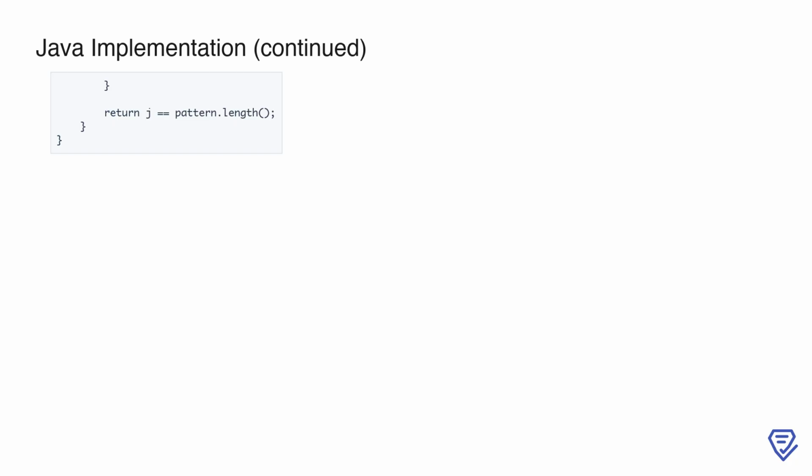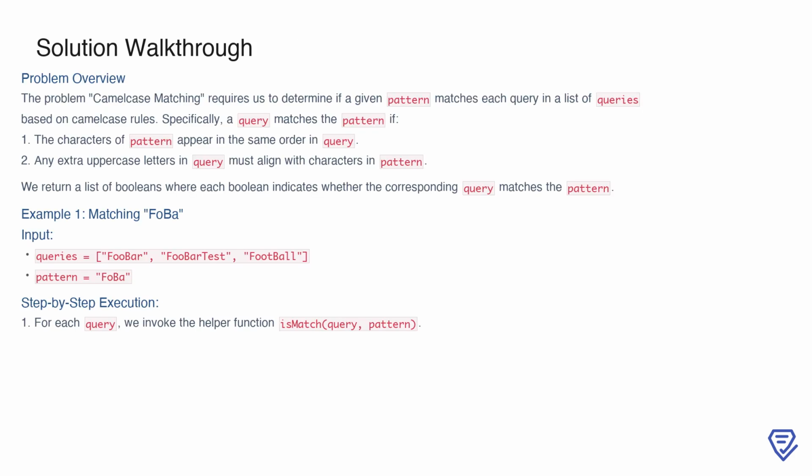In the camelcase matching problem, we are tasked with determining whether a given pattern matches each query in a list of queries according to camelcase rules. Specifically, for a query to match the pattern, the characters in the pattern must appear in the same order within the query. Additionally, any extra uppercase letters in the query must correspond to characters in the pattern. Our output is a list of booleans where each boolean indicates whether a particular query matches the pattern.